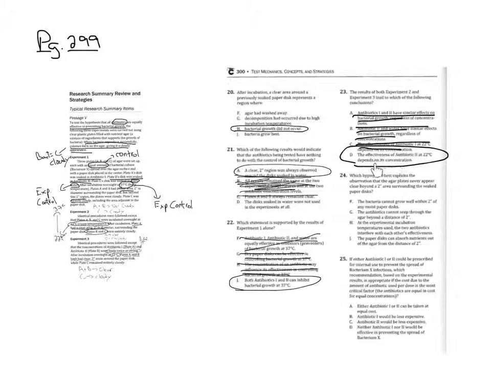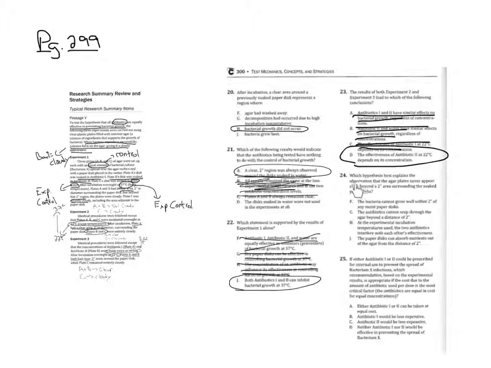antibiotic 2 at 22 degrees depends on its concentration. And we see that because they're both at 22 degrees, both experiments, but here, with twice the concentration, antibiotic B worked, where antibiotic B did not work here. So it does depend on the concentration. So the right answer is D.